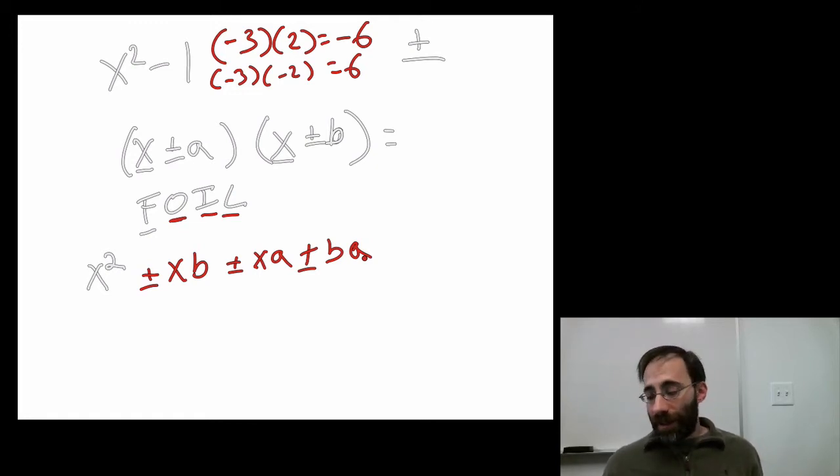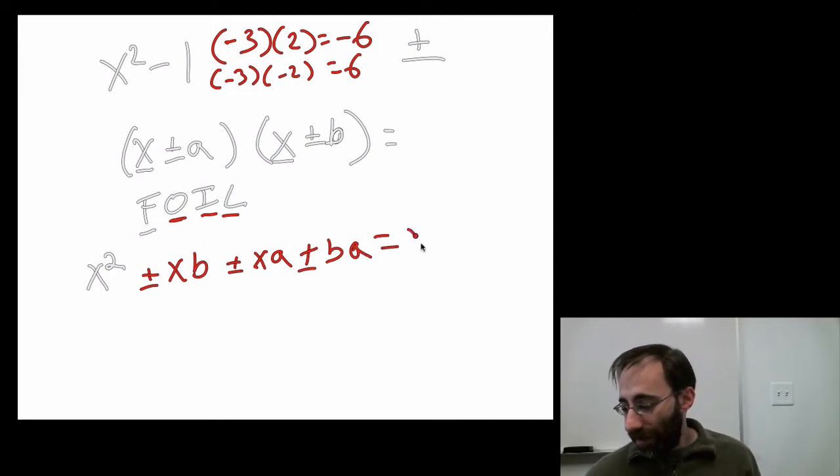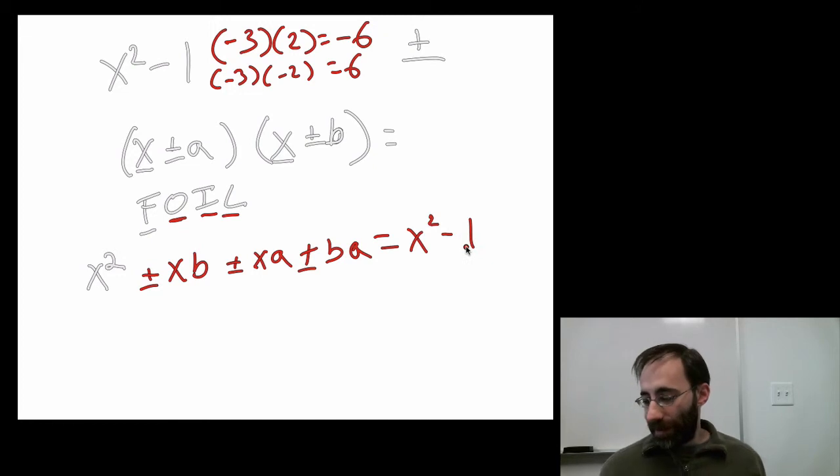What do we do with this? Well, okay, this has to equal x squared minus 1. So what do we do with that? Well, x squared equals x squared, so that's great. We took care of the x squareds. They're the same on both sides. Now, there's nothing with x on the right.